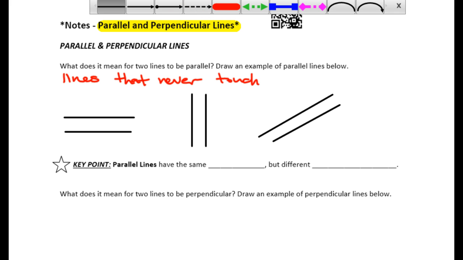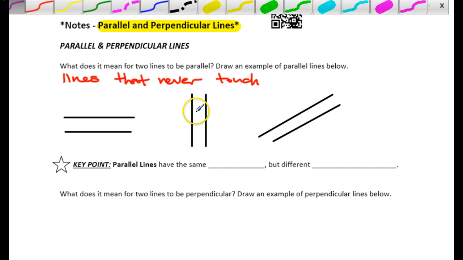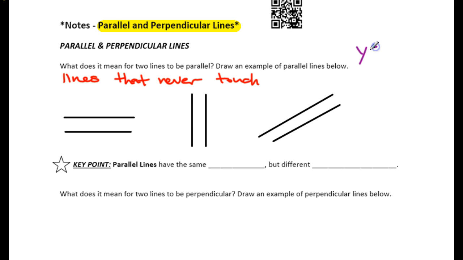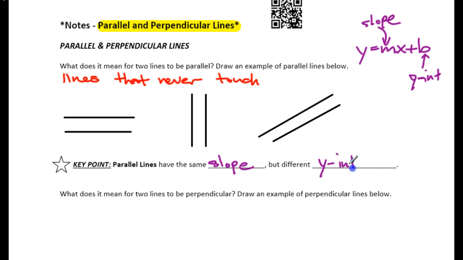Okay? So that leads us to our first important thing. Because they're going in the same direction, think about what we've been talking about in Chapter 4 and Chapter 5. Lines are all about y equals mx plus b. And the two most important parts of this: m is the slope, b is the y-intercept. So if they're going in the same direction, then that means the slope is the same, because the slope is showing you which way it's going. So parallel lines have the same slope, but different y-intercepts. Okay, so they cross the y at different places, but the direction is the same because of the slope. Okay, and that's really all it comes down to.